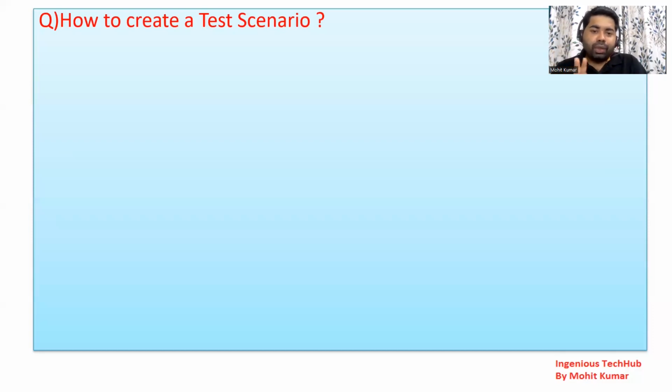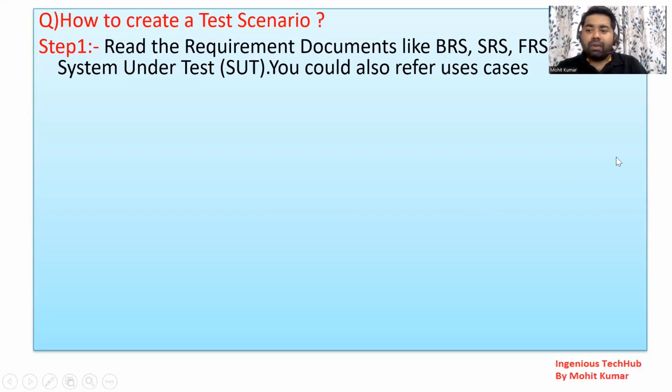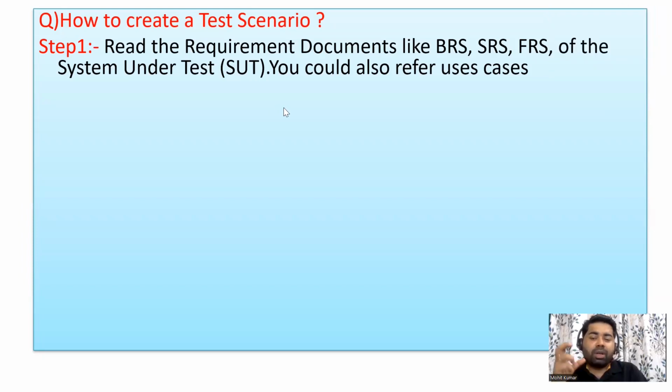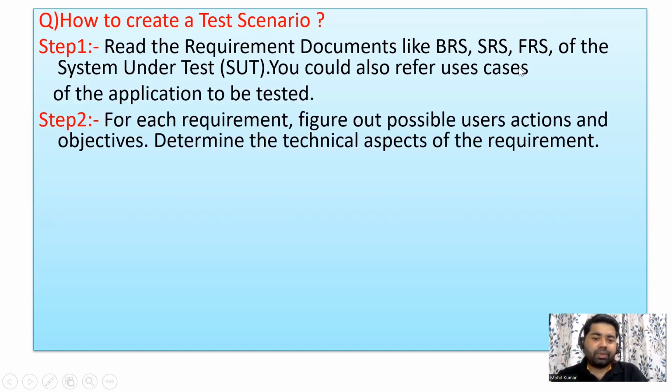How to create a test scenario, that is the question. So I told you, you know the Amazon application, but still there are many features inside Amazon which are not visible to us because we are not using them frequently, right? For every application you will get some document, and we have to read it and understand it. So read the requirement document like BRS, SRS, FRS of the application under test. You could also refer to the use cases of the application to be tested. Understood, right? First you have to read all the documents.